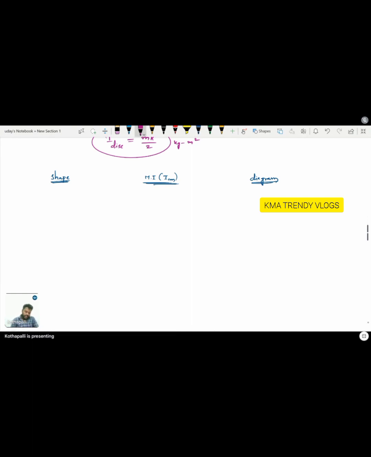Okay, first one, let's take a rod of length L, mass M. About the end. I clearly mentioned center of mass, the theta condition is not there. So we can write ML square by 3. What the diagram will look like is like this.